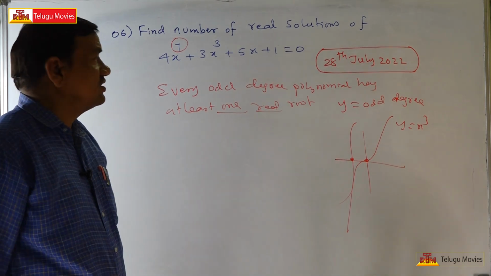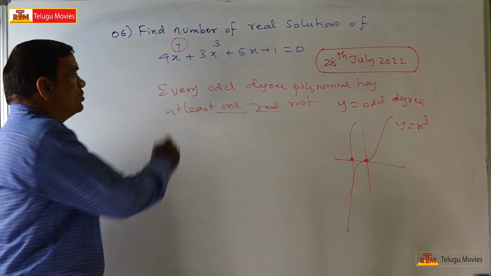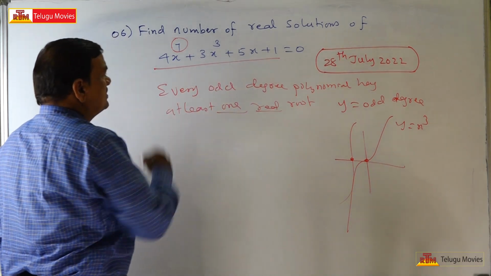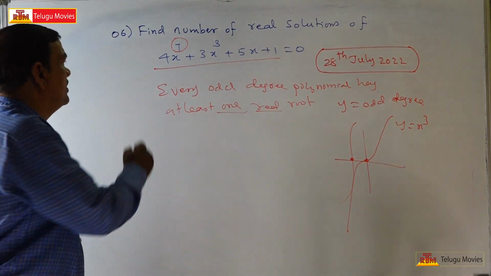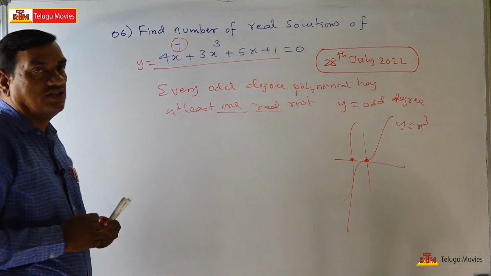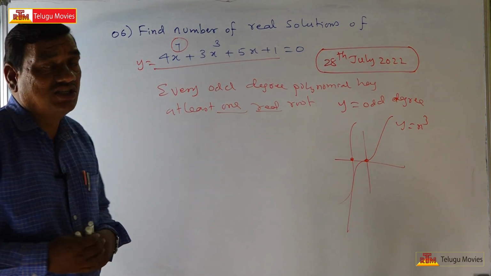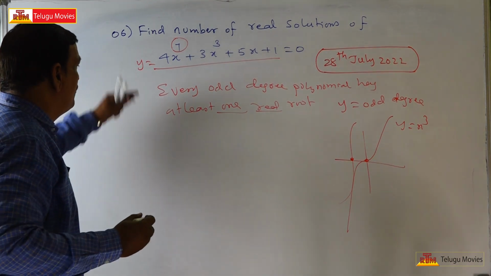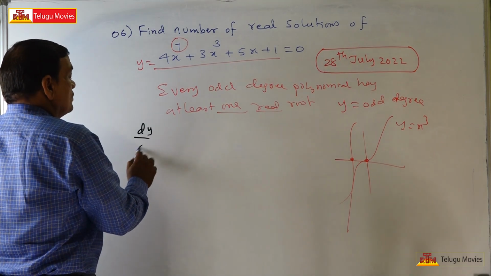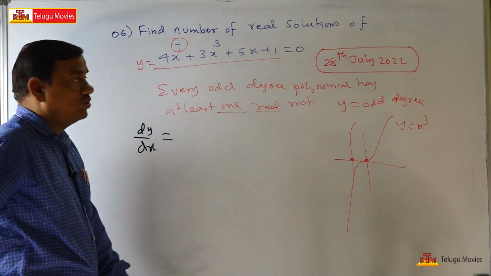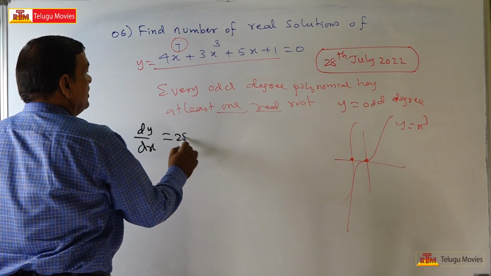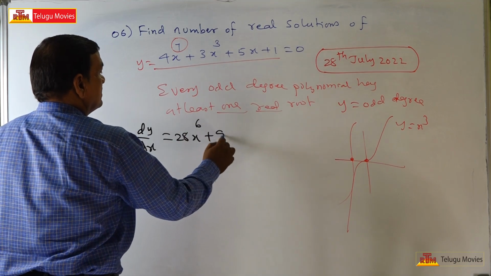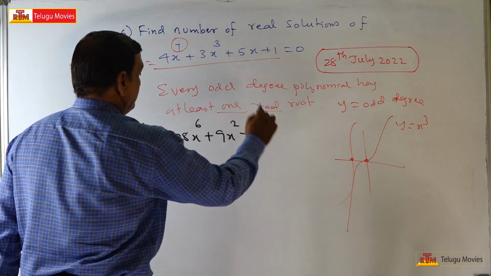And what about the remaining? So first observe what is the nature of the curve y is equal to. Whether it is increasing or decreasing, let us check. So first find out dy by dx. So dy by dx is equal to 28x power 6 plus 9x square plus 5.